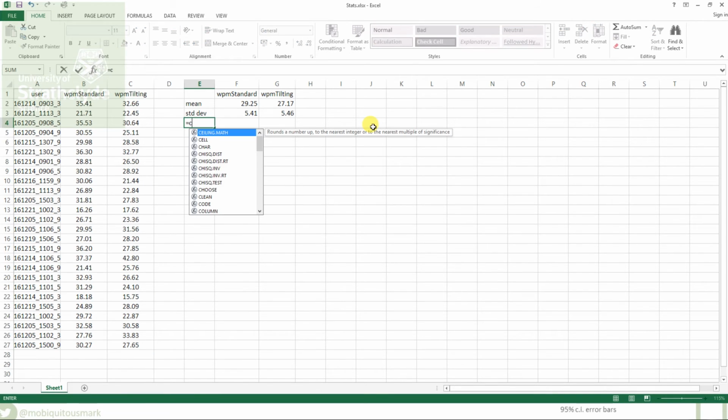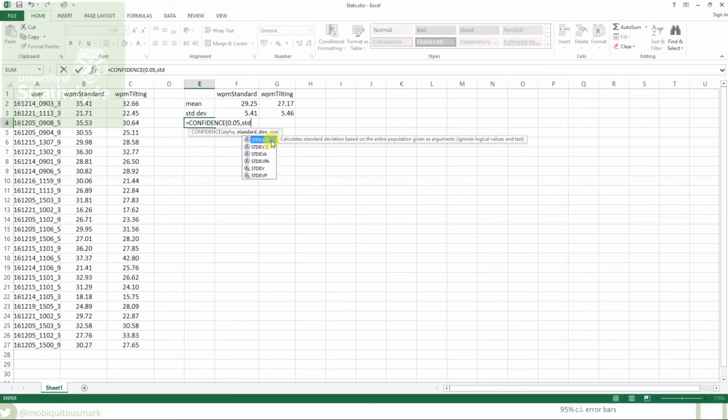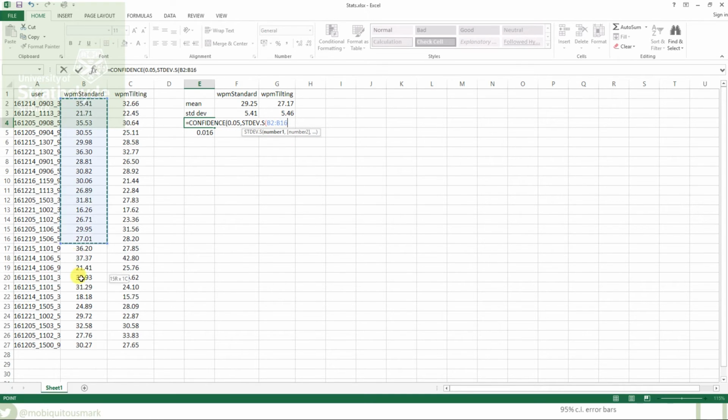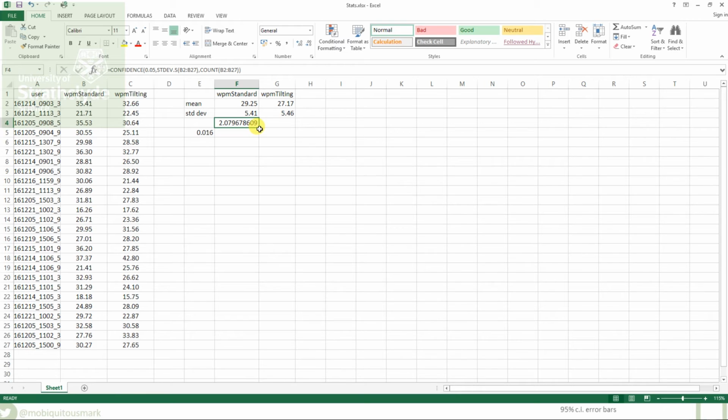But one of the things that I like to add is a confidence interval. So confidence 0.05. Standard deviation would be the standard deviation over the sample of that. Then, bracket, comma, the size is the count of that. Put that in the wrong place. Then I drag that right. And this, the 95% confidence interval, I'll just delete that t-test result here, is a good thing to use as error bars.